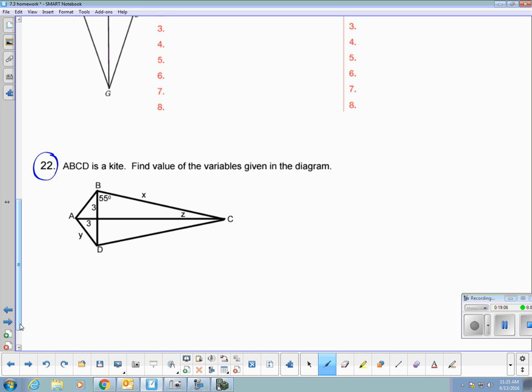Okay, so in a kite, we have some right triangles. One of the properties of a kite is that the diagonals are perpendicular to one another. In other words, they form right angles. So as you can see, we have several right triangles that are formed. Let's take a look at this right triangle here.